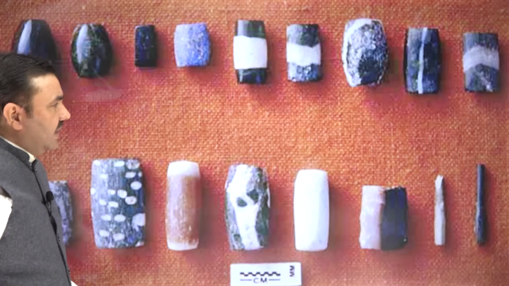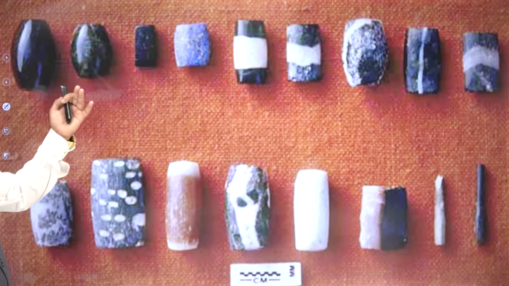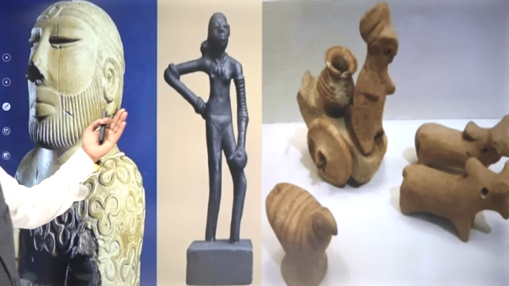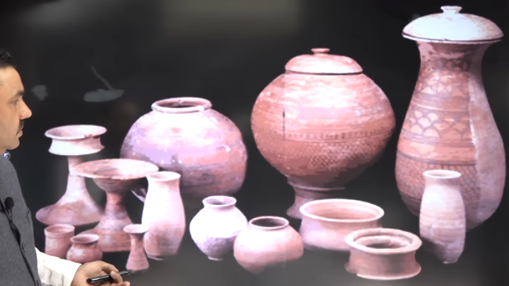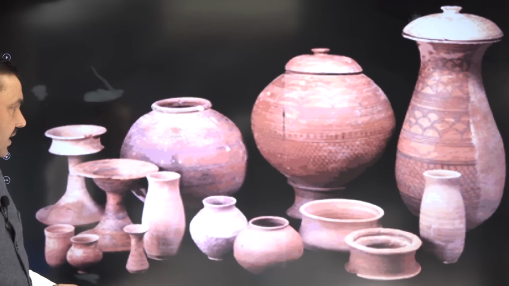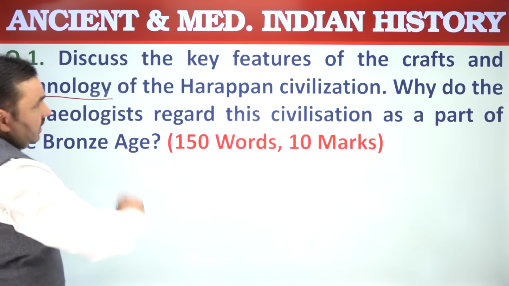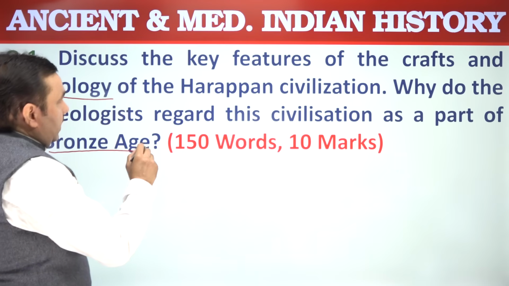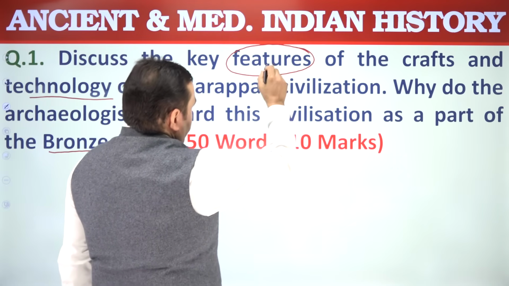When you look at the Harappan civilization, you'll come across Harappan crafts. These are the Harappan ornaments, beads, sculptures, potteries. You have toys. These are some of the potteries discovered during excavations at Harappan civilization. So look at the keywords here, craft and technology, and then the issue of Bronze Age. So what were the features of crafts and technology? Think.